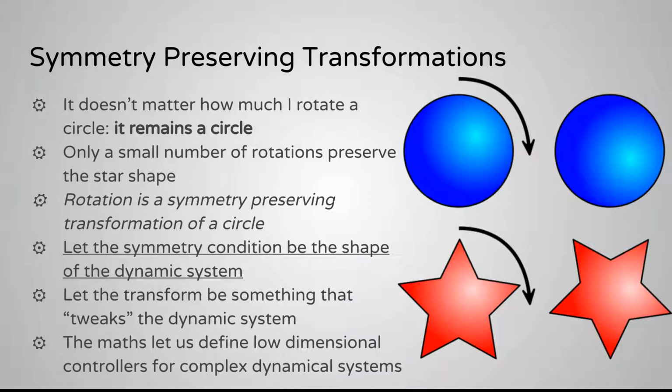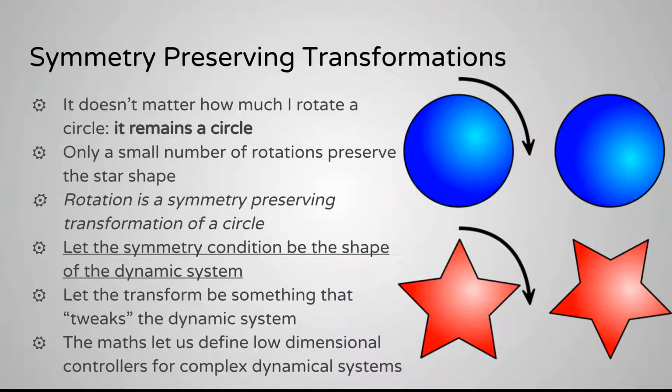Now if I apply the same transformation to a star, there's only going to be a small number, say 5, of rotations that I can apply to that star so that my star looks exactly the same. So if my symmetry condition was that my star looks the same as my initial star, then rotation is not the symmetry preserving transformation of the star. Okay, so given that, we can say that our symmetry condition is the shape of the dynamical system. And actually, when we talk about the shape of the dynamical system, we are really talking about the laws of physics being the invariant, but let's not dwell on that.